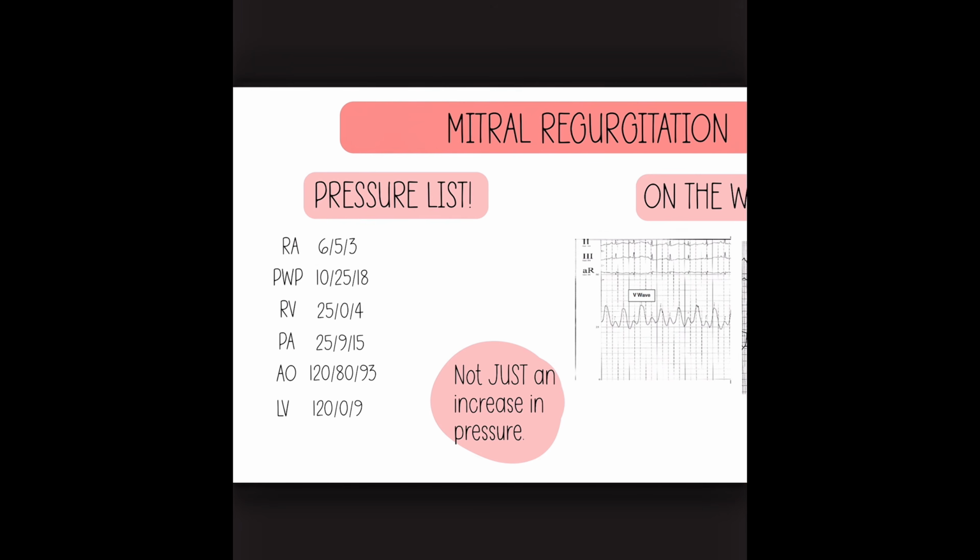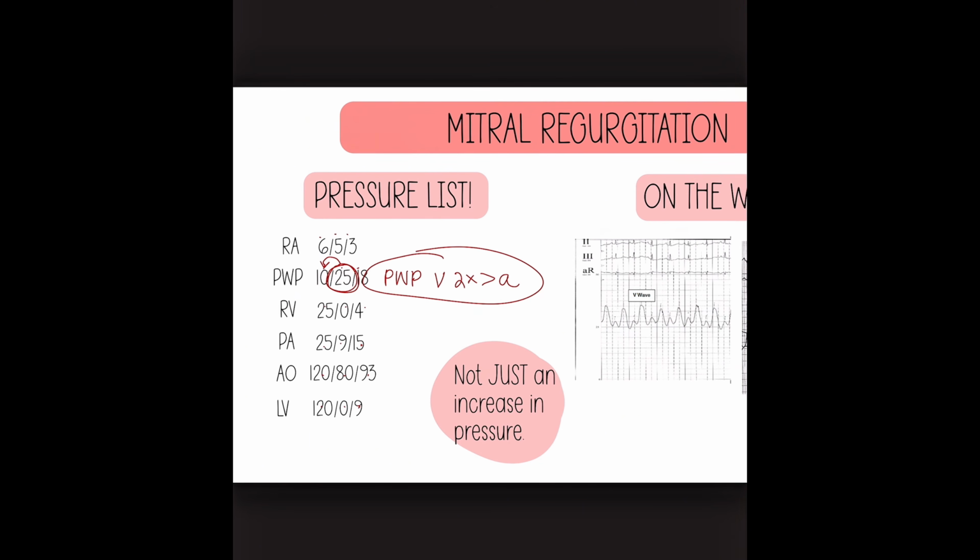But if I look at this, you need to know normals first, correct? You need to know 6/5/3 is normal. 10, 25, 18, really, this is high, right? RV 25/4, that's normal. 25, 9, 15, 120, 80, 93. Everything else is normal. Again, I just really wanted a clear-cut example for you. The pulmonary wedge pressure, or left atrial V wave, is how much greater than the A wave? About 2 times greater than the A.